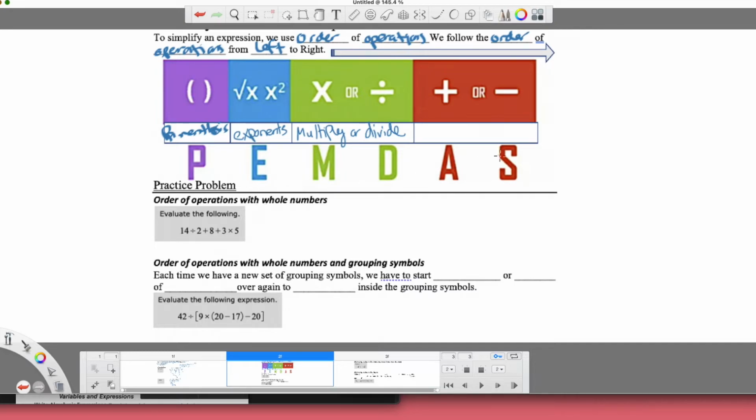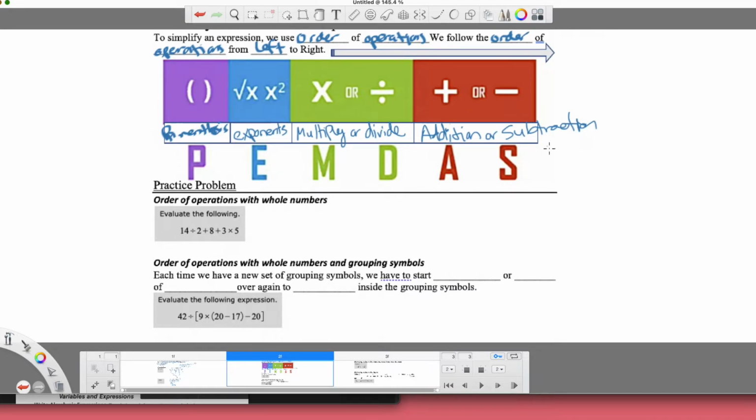And then this is addition or subtraction. Again, from left to right. This one's not as crazy, but a lot of the time if you're not paying attention going from left to right, sometimes it can mess things up with the subtraction because you might accidentally move that negative sign to something it's not supposed to be moved to. So this is our order of operations.